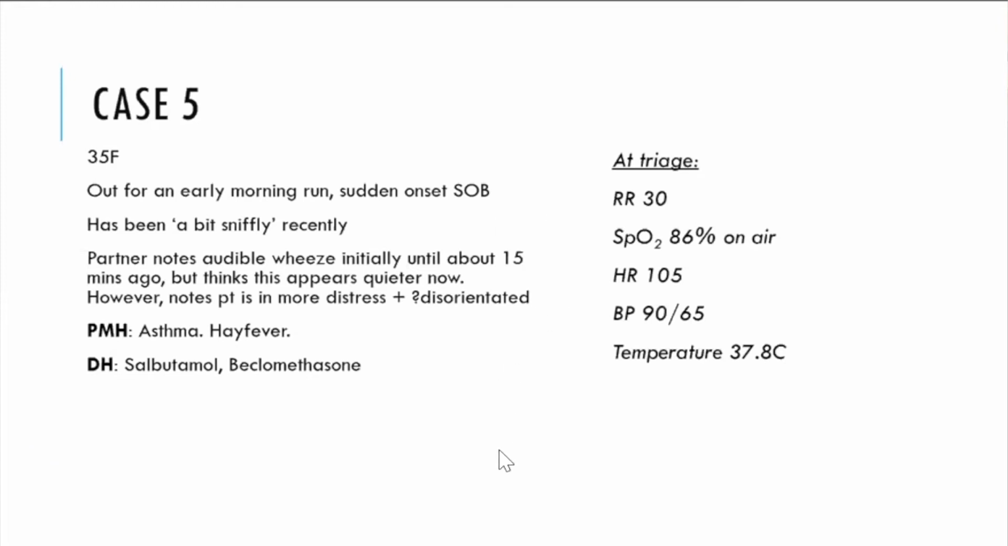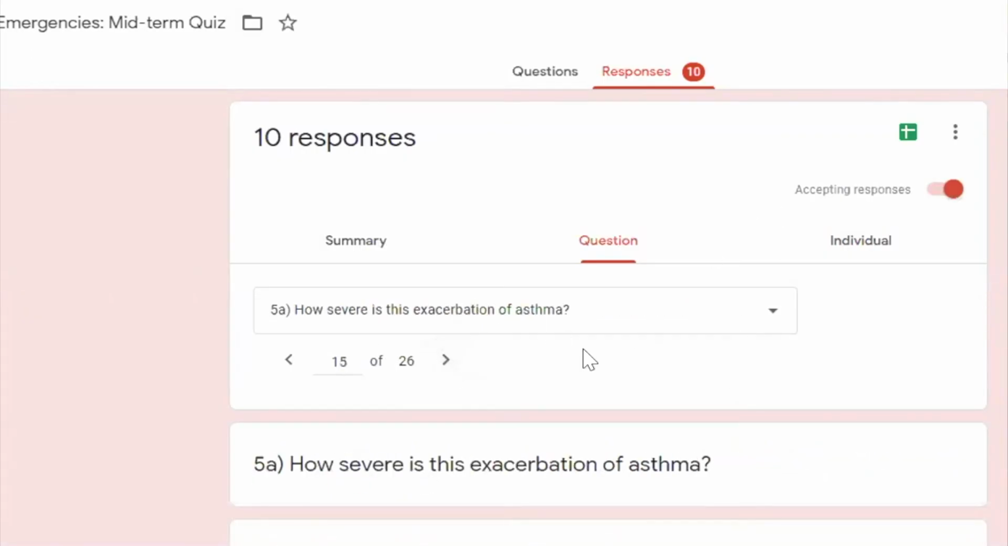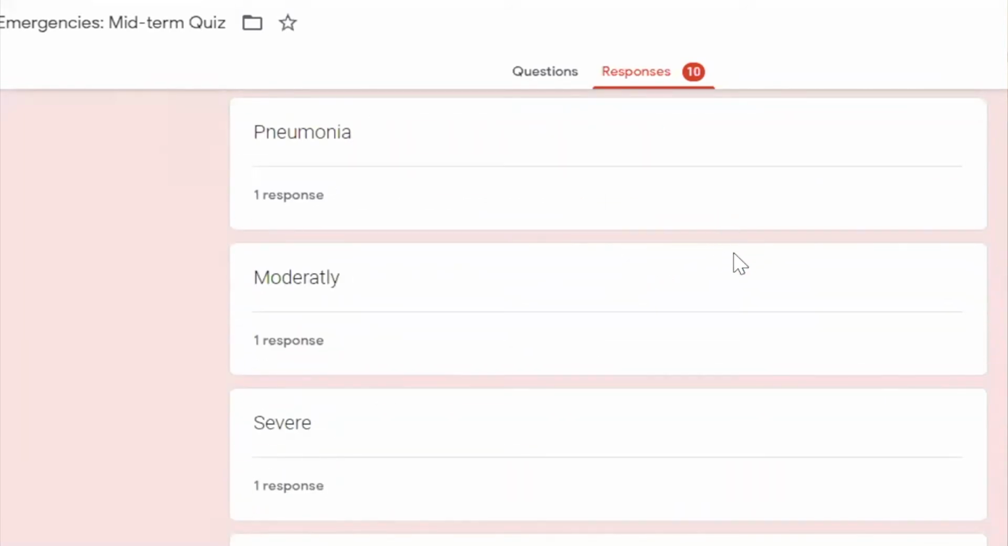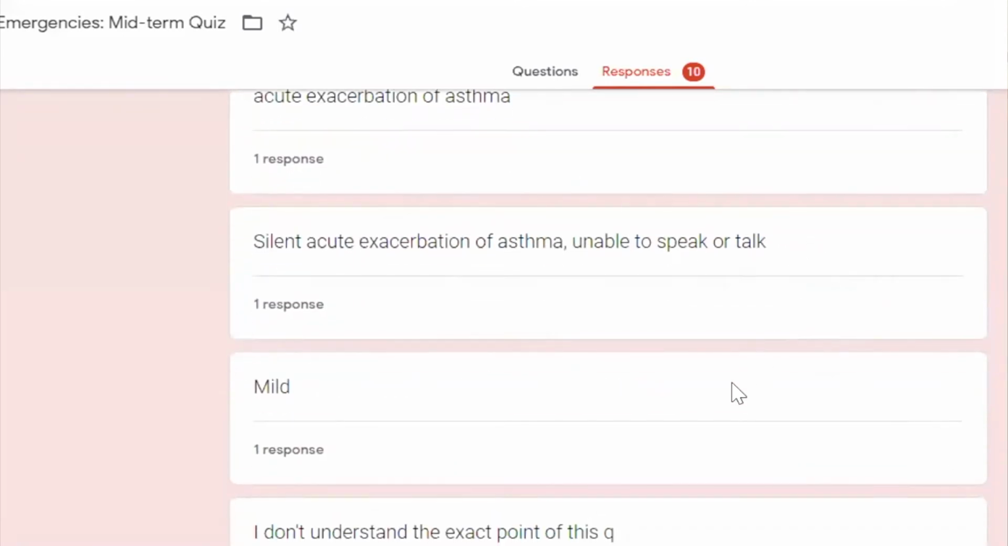At triage, she's very hypoxic for someone that's otherwise fit and well, 86% on air. She's tachycardic, hypotensive, and tachypneic. She's breathing really fast, and she's slightly pyrexial as well. So if we look at what you guys said, how severe is this exacerbation of asthma was the first question. We had moderate, severe, acute exacerbation of asthma. You're right, silent, acute exacerbation of asthma, spot on.